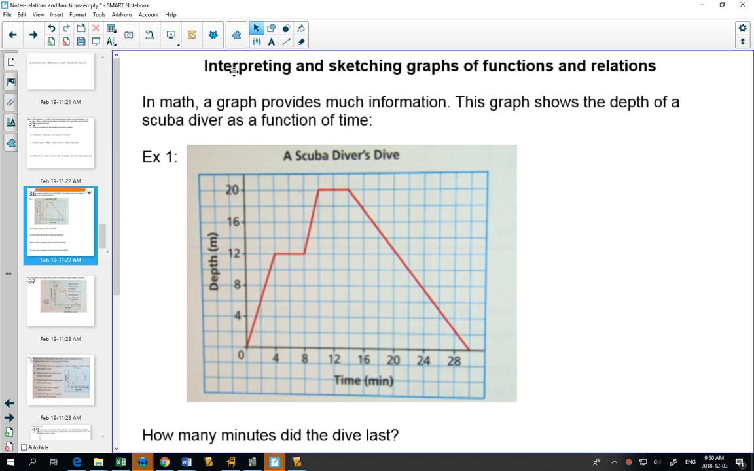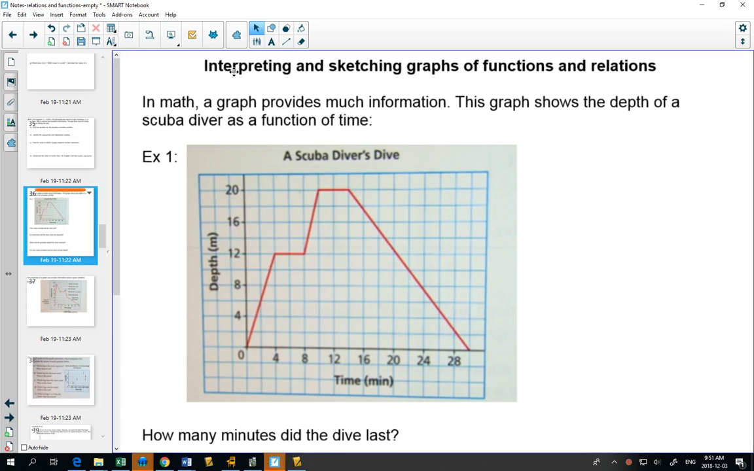On the y-axis we have their depth. That's the dependent variable. On the x-axis we have the time. Okay? That's the independent variable. Does this scuba diver have oxygen? Yes. Otherwise, can you see that they start at the surface because they're at a depth of 0?